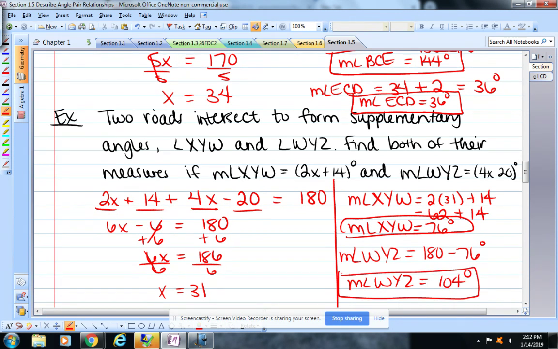You can add them, make sure they're 180, or I can say 4 times 31 minus 20. 4 times 31, I believe, is 124. Minus 20 is 104. It worked both ways. So look for those two words. Complementary, add to be 90. Supplementary, add to be 180.